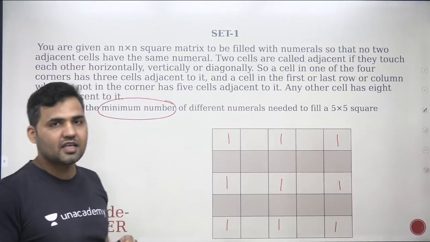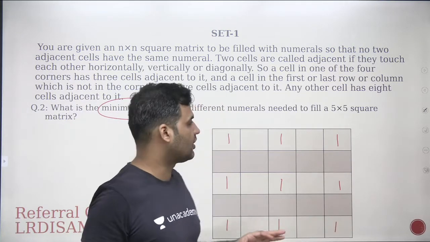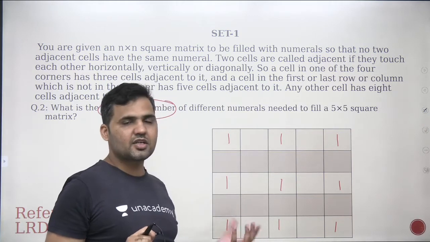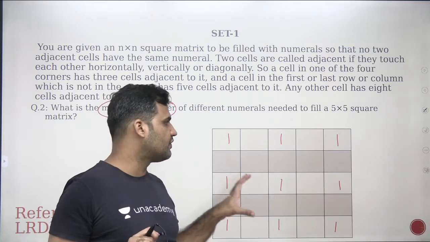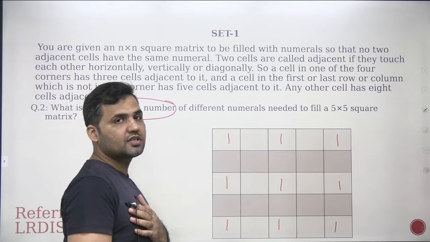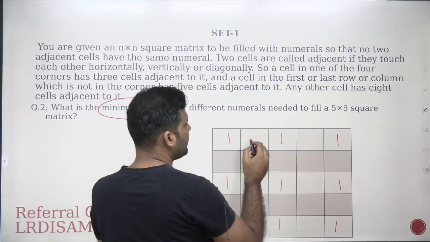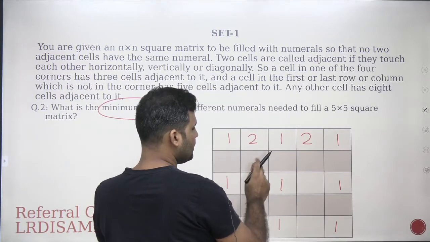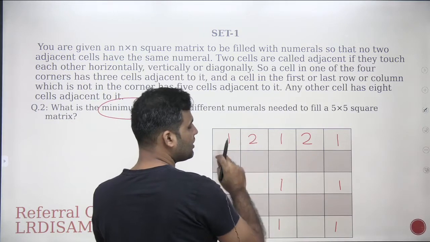Okay. Is there any possibility to use the same numeral again now? No, there is no possibility. Now that means I need to use a second digit. What is that second digit? But again, the value of that second digit does not matter. The number of digits we are using to fill this matrix matters, right? This is what the question is talking about. So let's use the second digit, number 2, now. I can use 2 here, I can use 2 here. Can I use 2 in these two cells? No, because all these 3 cells are adjacent to these 3.